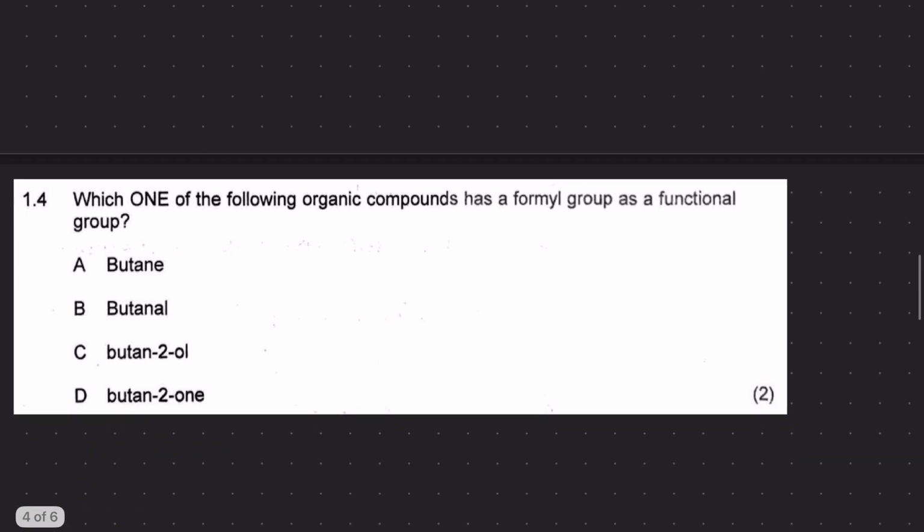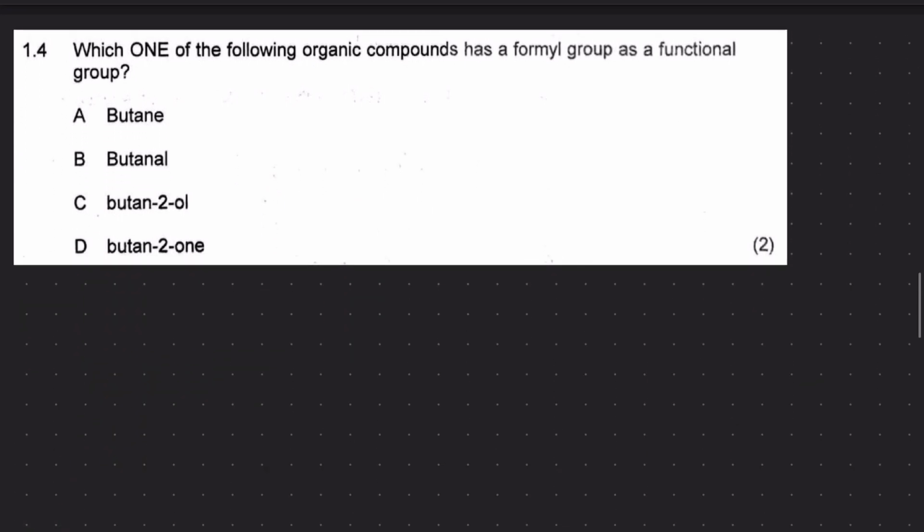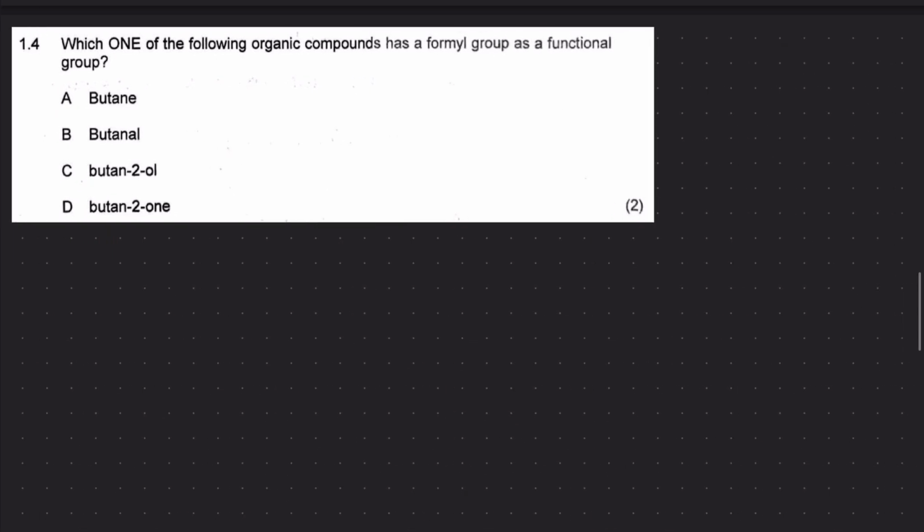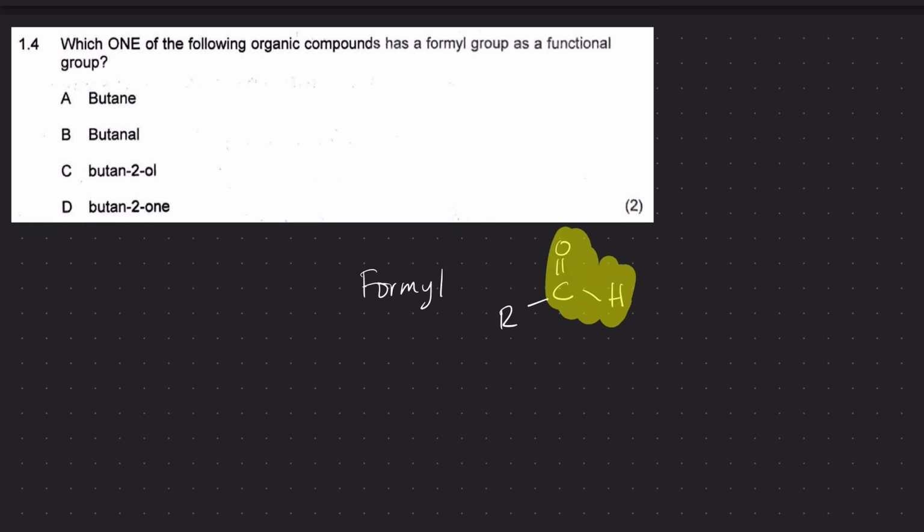Okay, let's move on. 1.4, which one of the following organic compounds has a formyl group as a functional group? So we need to remember what a formyl group is. A formyl group is a carbon, double bond oxygen, and a hydrogen attached to it. And then you have the rest of the chain. Now, this is only applicable or is only found in one homologous series, which are aldehydes.